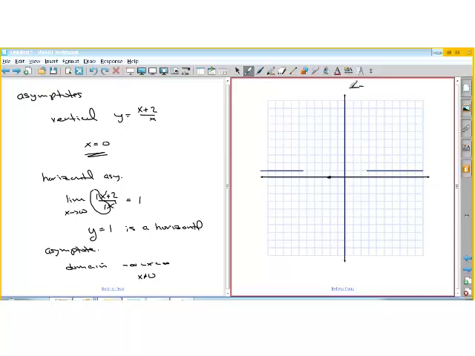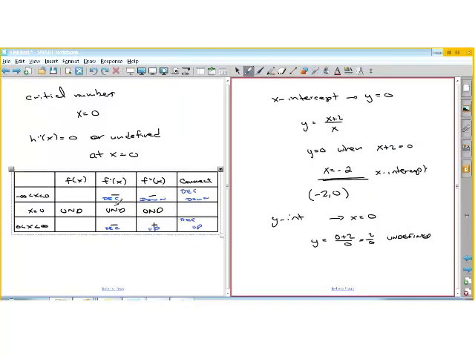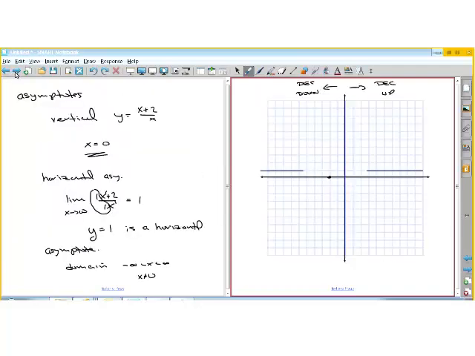And also from our table, the domain was broken up into two parts, greater than 0 and less than 0. What we said here was that it was decreasing and concave up, and this was decreasing and concave down. Let me see if I remember that correctly. Decreasing, decreasing, down, up. Okay, so let's think about this.